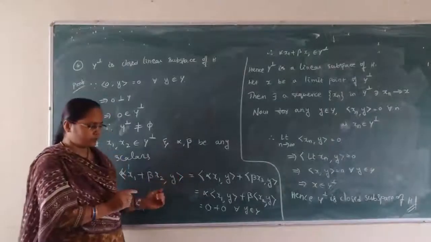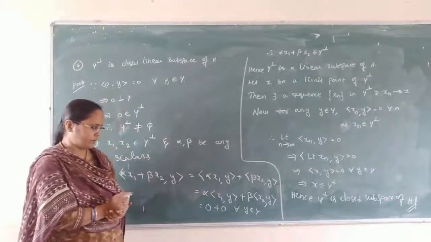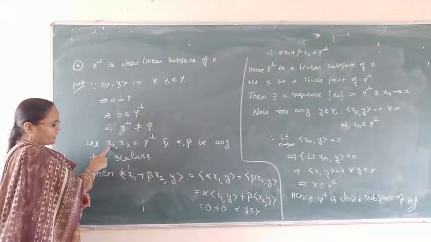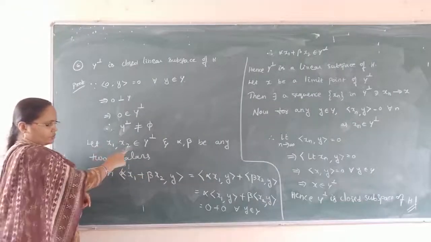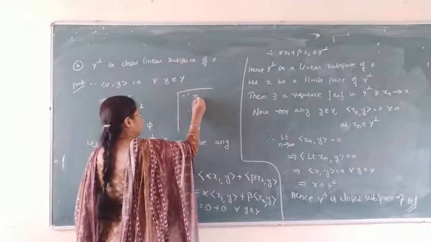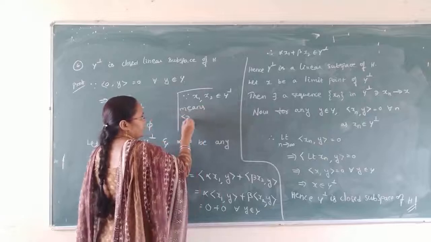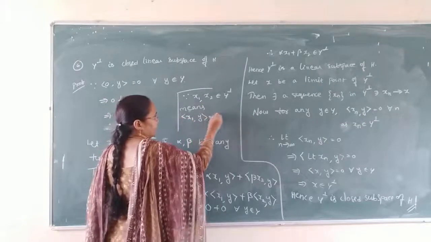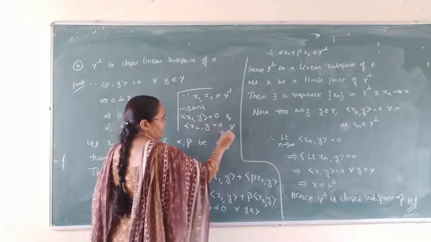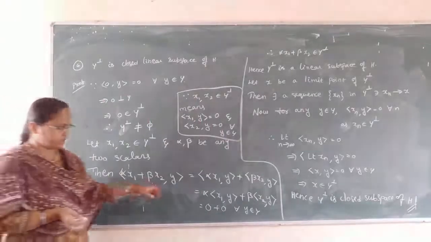Now we can write the scalars outside. So alpha into inner product of x1 comma y plus beta into inner product of x2 comma y. If x1, x2 both are in Y orthogonal complement, it means inner product of x1 comma y goes to 0, x2 comma y goes to 0. Here I will write that since x1 comma x2 belong to Y orthogonal complement, the inner product of x1 comma y is equal to 0 and inner product of x2 comma y is equal to 0 for all y belongs to capital Y. This part is only for your understanding, no need to write it in the exams. So this value goes to 0.